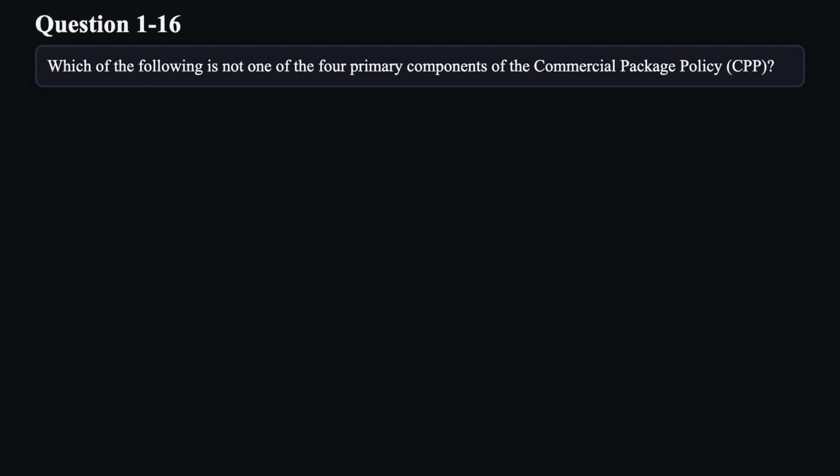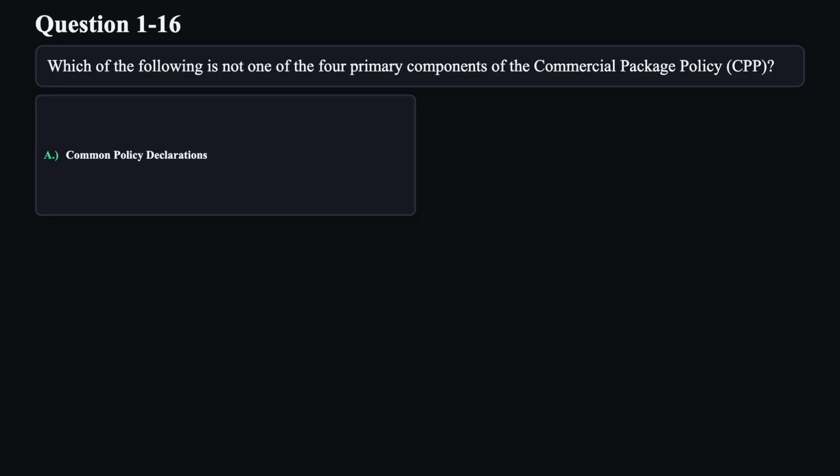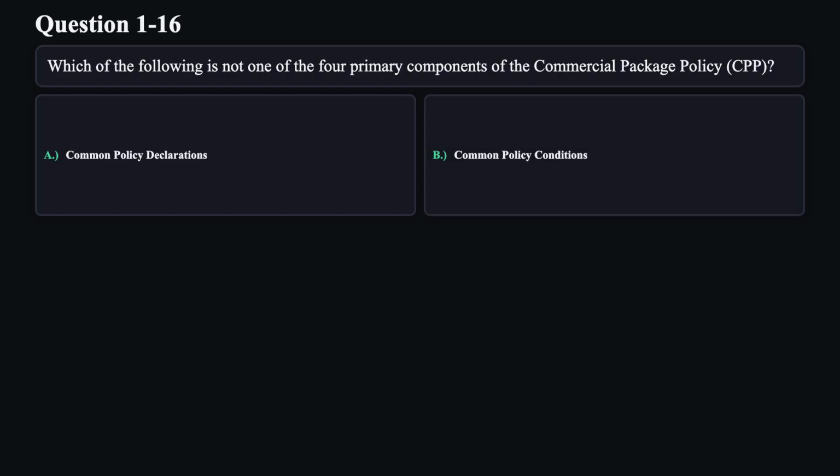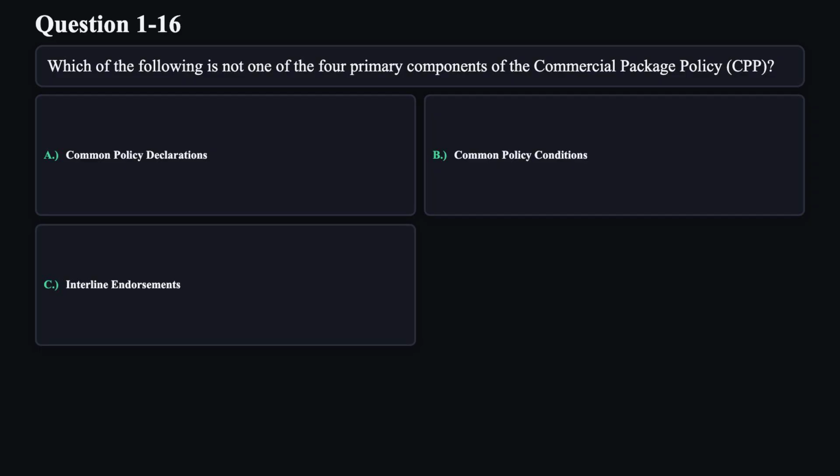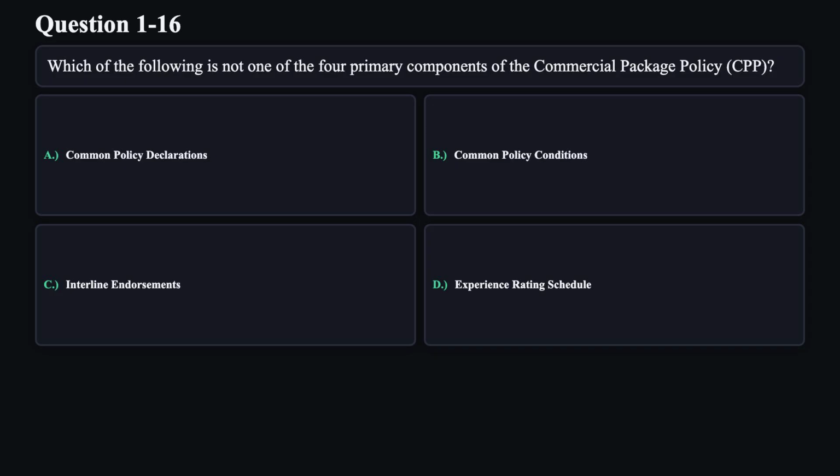Question 16. Which of the following is not one of the four primary components of the Commercial Package Policy, CPP? A, common policy declarations. B, common policy conditions. C, interline endorsements. D, experience rating schedule.